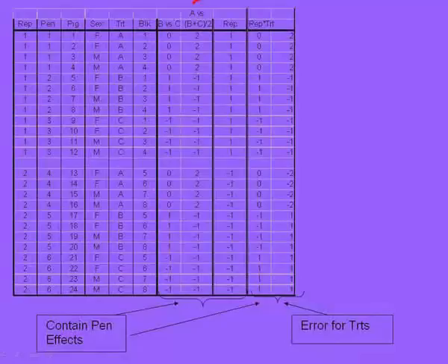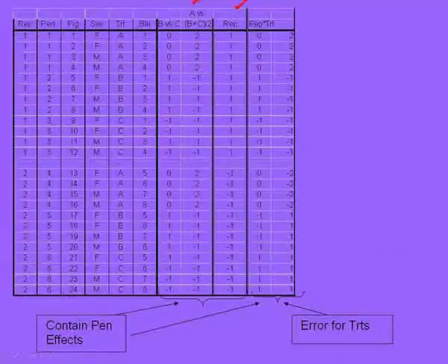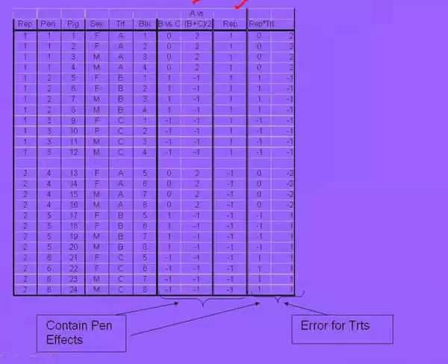And then I also have a contrast over here that measures the differences in the 2 reps. And then looking at the pluses and minuses in those columns, I can see that the pen effects do not cancel out. And so those contrasts are confounded with differences in pens. And so the treatment structure is over here in the B versus C and the A versus the average of B and C.